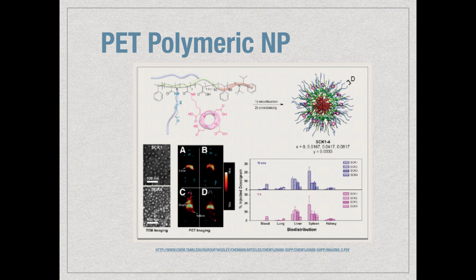So in this particular example, we were able to not only image, so doing the PET imaging in the ABCD, this is a nanoparticle, so the majority of it will go into the liver. And then the percent injected dose per gram, you can see that there's a lot of it in the spleen, some in the kidney, a lot in the liver, and a lot in the blood. So again, this gives you exact knowledge of exactly where your radiotracer is.